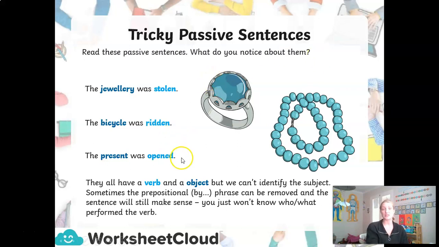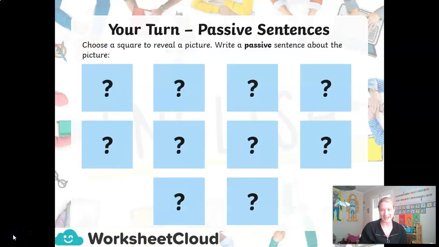So the present was opened by Sarah. I can get rid of by Sarah and it will still be a passive sentence and it still makes sense. It's just removing that last who or what is performing the verb. Okay, so now we've had a little look at more passive sentences. Let's play that little game again.